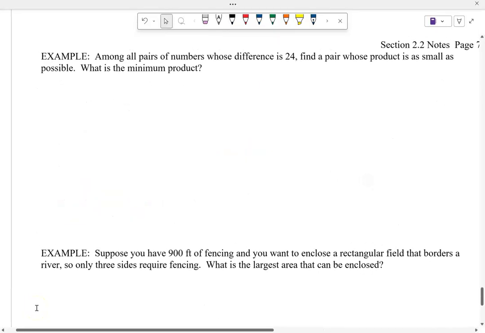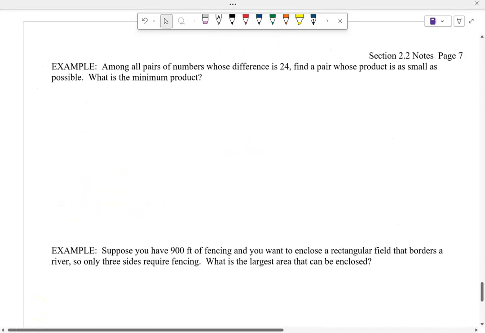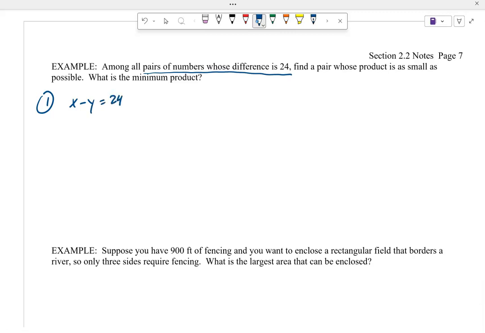All right, this next one says among all pairs of numbers whose difference is 24. Okay, so we've got a pair of numbers, their difference is 24. Let's say it's x and y. Well, one equation would be their difference, subtraction, is 24. Find a pair whose product is as small as possible. We're trying to minimize this product, right? So the second equation might be their product, x times y. We're trying to minimize that.